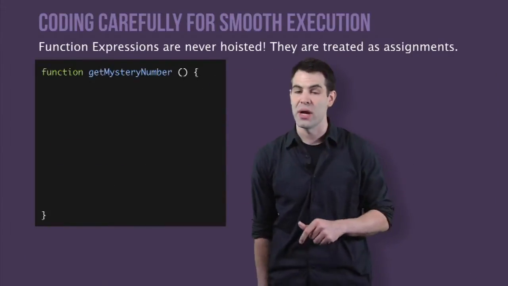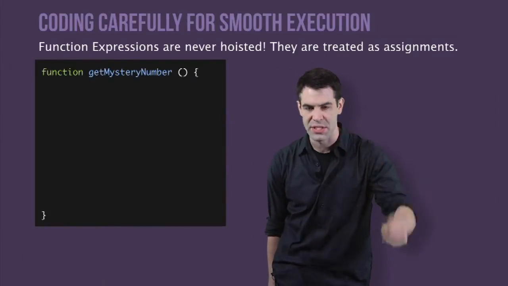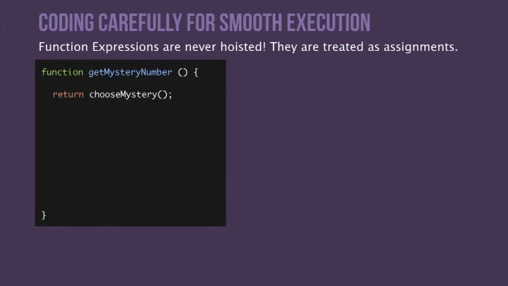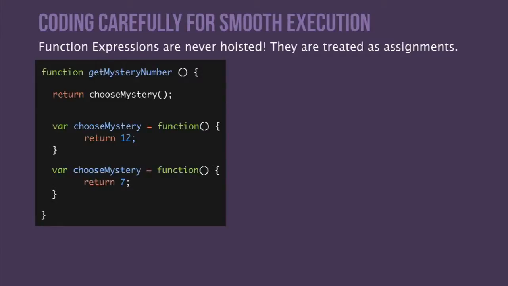Okay, so let's shuffle around the build a little bit and see how hoisting might impact this situation. What if we move the return statement up to the top? That's the very first thing that our function sees. And then we put our two function expression assignments down underneath the return statement. What do you think the get mystery number function will return in this case?